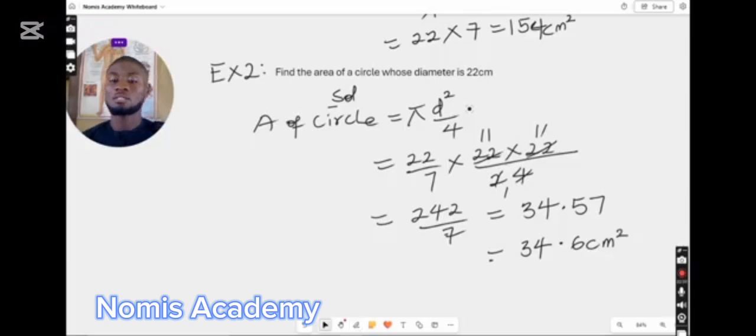So 242/7 is equal to 34.57, and it continues. So to 1 decimal place, 34.6 centimeter squared. So whenever you answer a mathematical question and you approximate the answer, most of the time it is advisable that you tell your examiner that you approximated it. So your answer, which is equal to 34.6 centimeters squared, you can write to 1 decimal place, to 1 dp. And that is your answer for that.